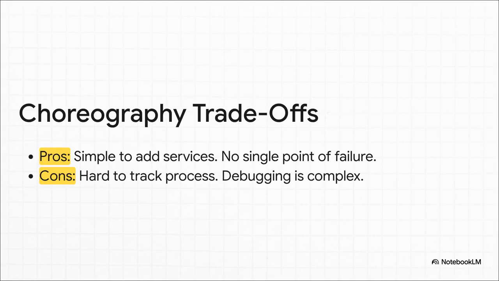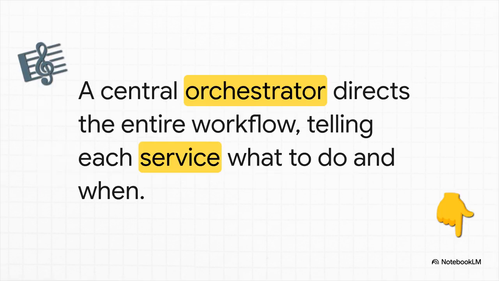Now, the beauty of this approach is how simple and resilient it is. It's super easy to add a new dancer to the floor, and there's no single point of failure. If one dancer leaves, the party doesn't stop. The downside, though? It can be really hard to see the whole dance from the outside. Trying to debug a problem can feel like trying to figure out who stepped on whose toes in a really crowded room. The other approach is orchestration.